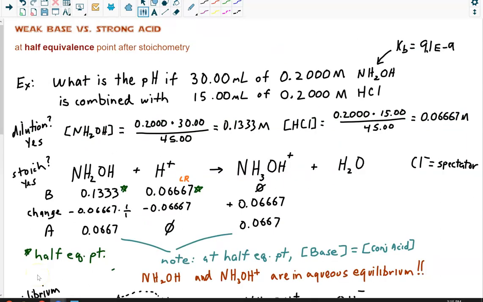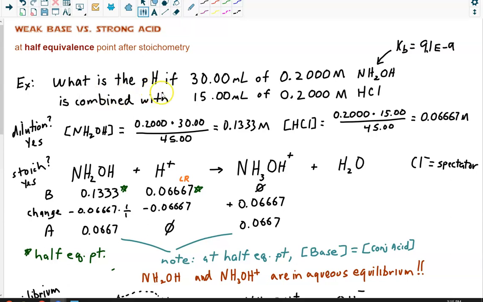Okay, last scenario. Weak base versus strong acid. And you're going to see that you end up at the half equivalence point after the stoichiometry step. And then we're going to see what that means, or how that looks on the titration curve.